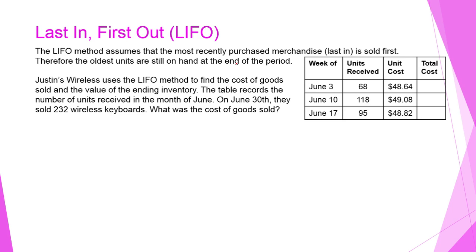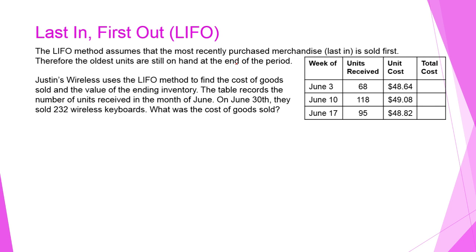Alright, third method and the last method is called last in, first out. So the LIFO method assumes that the most recently purchased merchandise, called last in, is sold first. Therefore, the oldest units are still on hand at the end of the period.